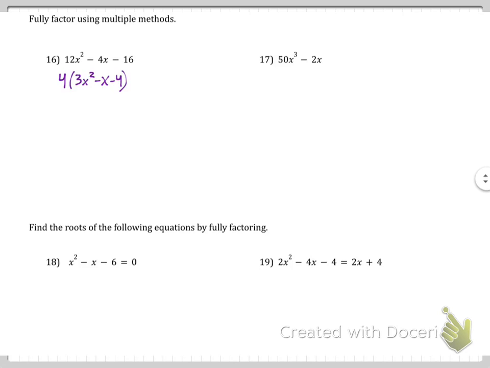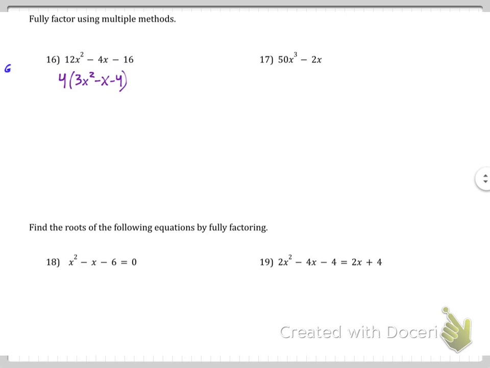Next, factor using multiple methods. Usually this requires you to find a GCF first. So let's check for the GCF. Aha! 4 goes into all three of those. 2 also goes into all three of them, but it's not the greatest common factor. So 4 is the number we want to divide out. When you divide out 4, you're left with 3x squared minus x minus 4.